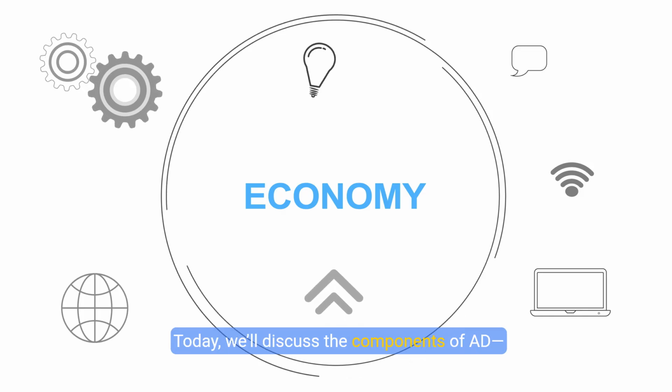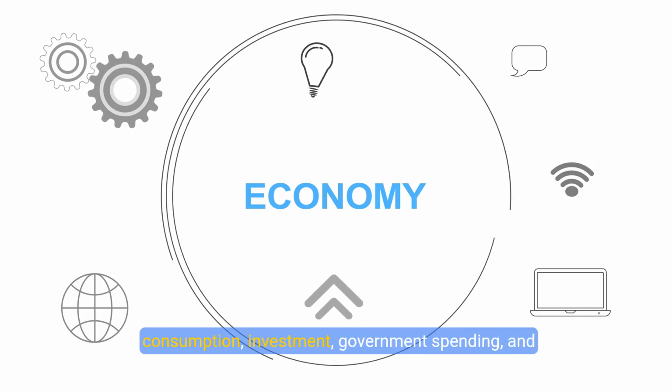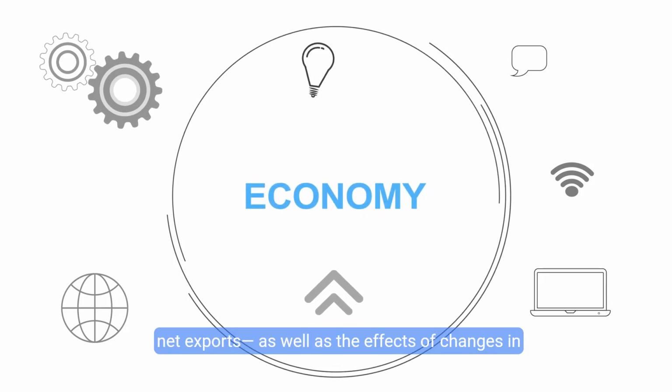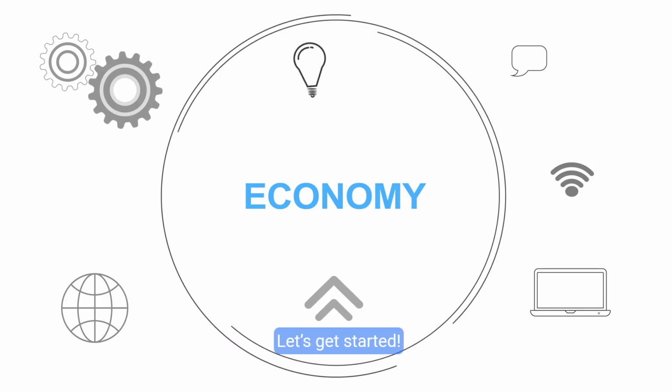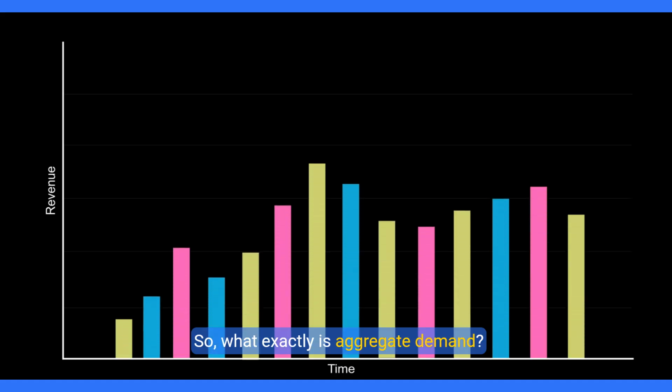Today, we'll discuss the components of AD: consumption, investment, government spending, and net exports, as well as the effects of changes in these components on the economy. Let's get started. So what exactly is aggregate demand?